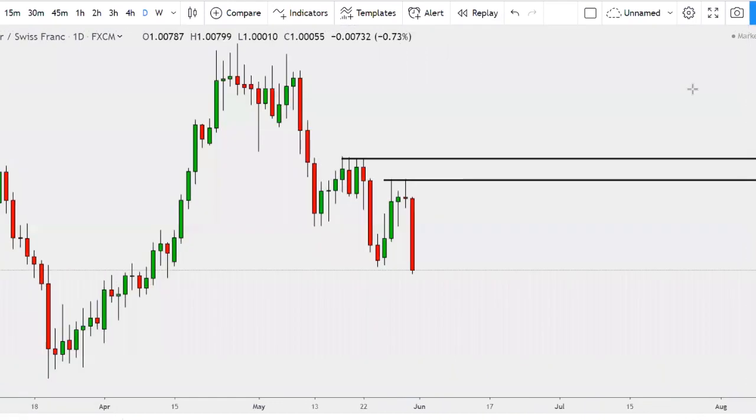The next pair that we're going to be looking at is dollar Swiss franc. Now, we can clearly see that Swiss franc is pretty much in control of this market at the moment.